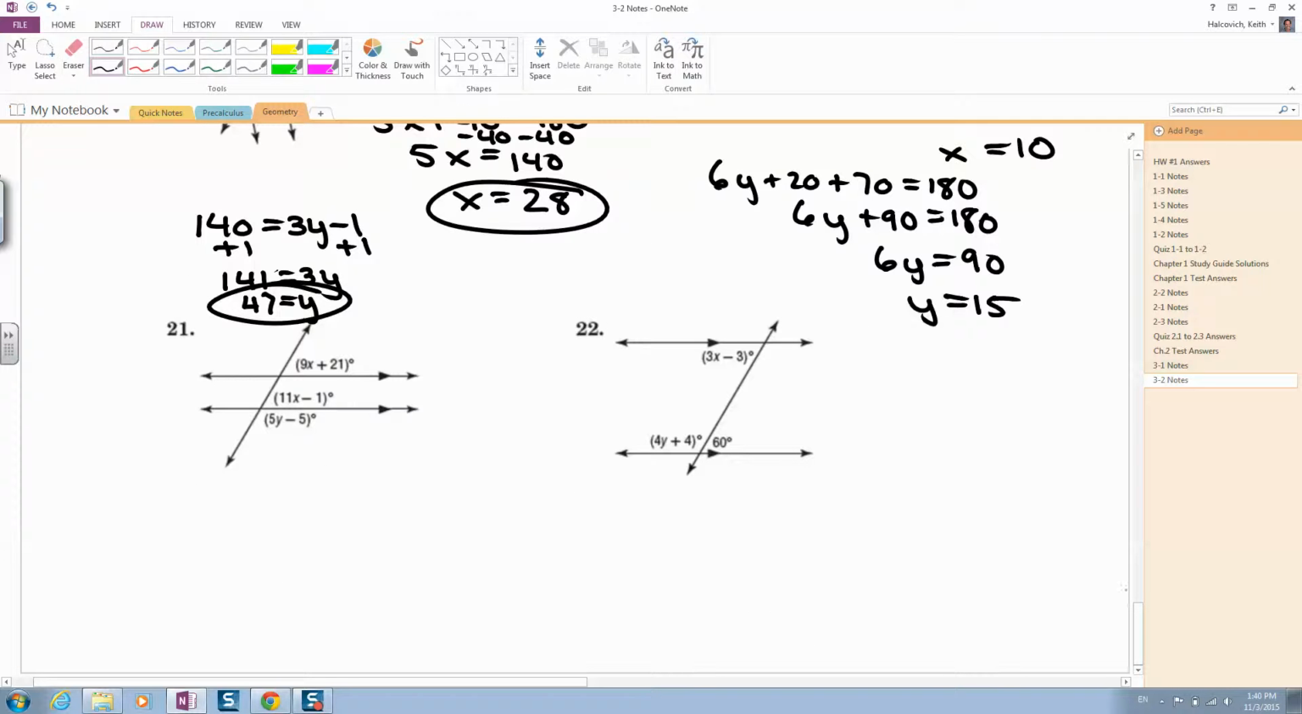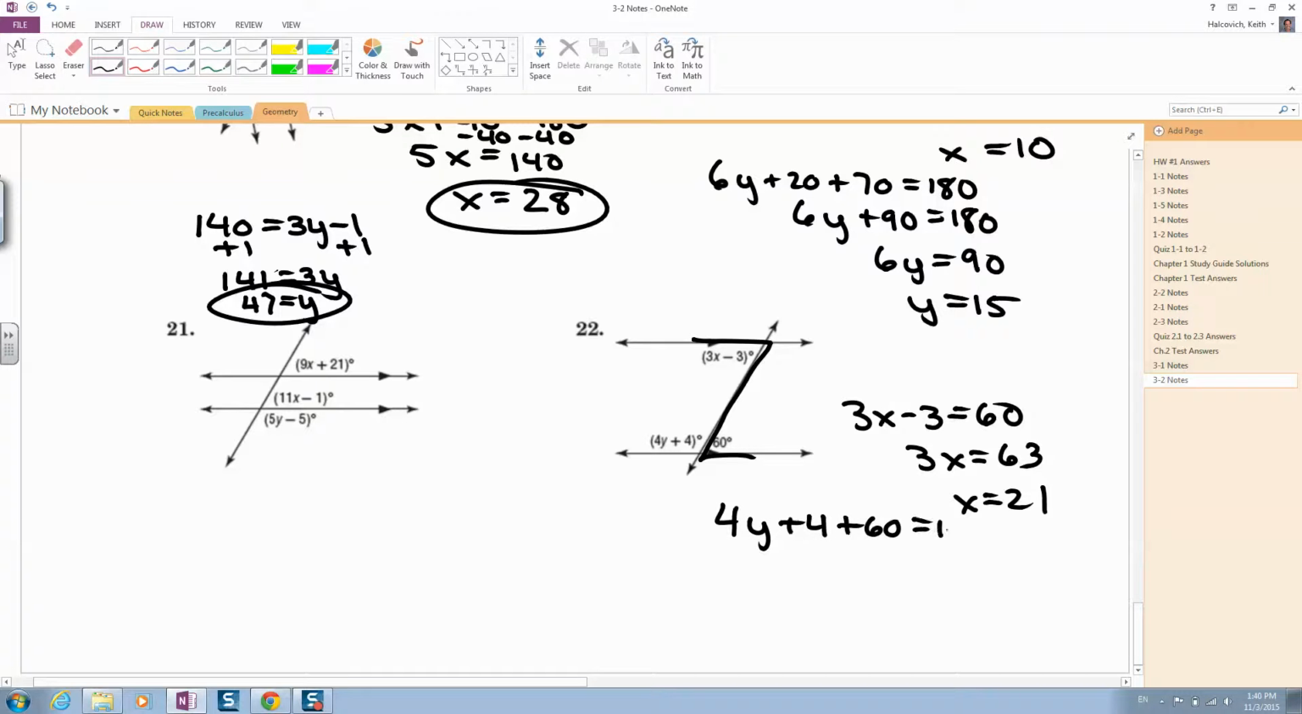Alright, last couple here. Here 3x minus 3 equals 60 because they're alternate interior. So I get 3x equals 63, x equals 21. And then 4y plus 4 plus 60 equals 180. 4y plus 64 equals 180. Subtract 64. So 4y equals 116. y equals 29.